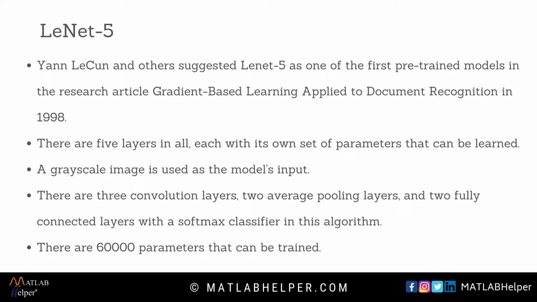The first one we can see is LeNet 5. Yann LeCun and others suggested LeNet 5 as one of the first pre-trained models in the research article Gradient-Based Learning Applied to Document Recognition in 1998. LeNet 5 is straightforward and is composed of 5 weight layers. Out of 5, 3 are convolutional and 2 are fully connected layers.